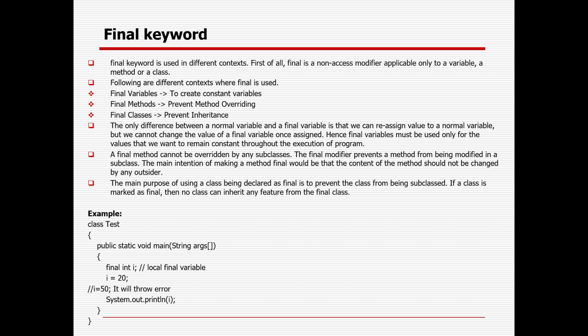The final keyword you can use in three instances. In case you don't want to change the variable value, you can use the final keyword at the variable level. In case you don't want to inherit a class by another class, you can make it final at the class level. In case you don't want to override any method in a child class, you can make that method a final method, so that overriding will not be possible for that method from the parent class to the child class.